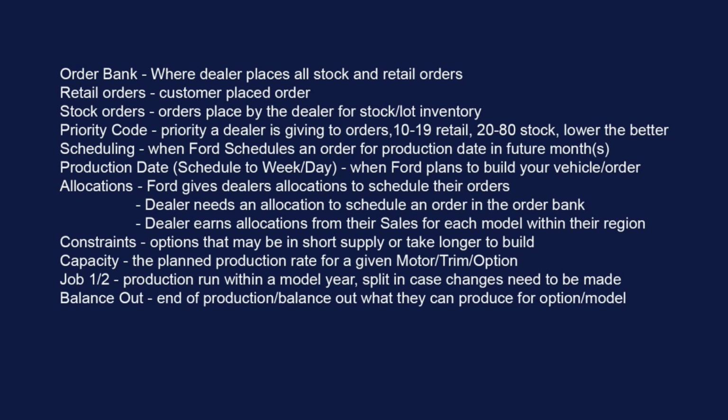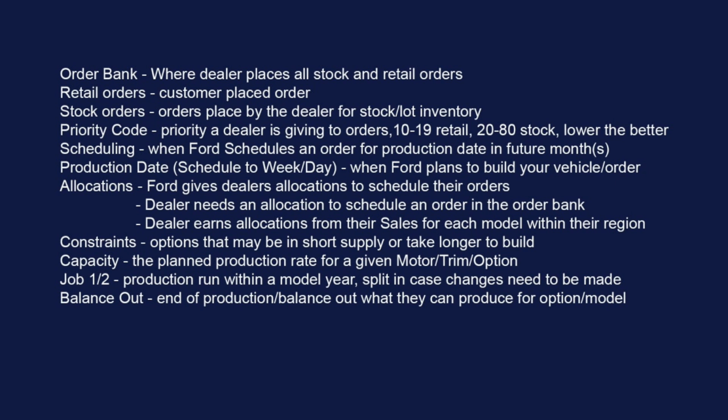Order bank means that's where orders are placed, whether it be a stock or retail order. A retail order is a customer-placed order, which is what you have if you're watching this. A stock order is what a dealer puts in for stock inventory. Like right now, we're looking for Lightning retail orders because we have allocations next month. We had to put some stock orders in today for Lightnings because we're afraid we won't get those, and we need to use those allocations.